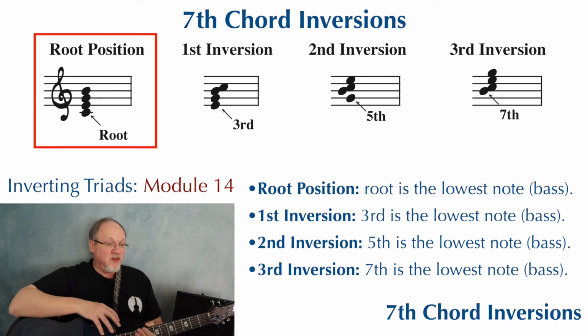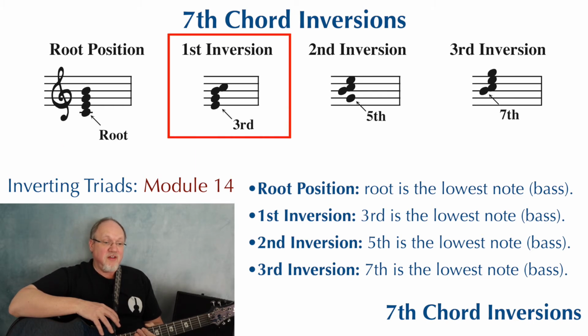Just like triads, your root position has your root as the lowest note of the chord. The lowest note of the chord is also called your bass. In first inversion, you take the root of the chord, raise it an octave so that the third is in the bass, or it's the lowest note. So when the third's in the bass, that chord is in first inversion.